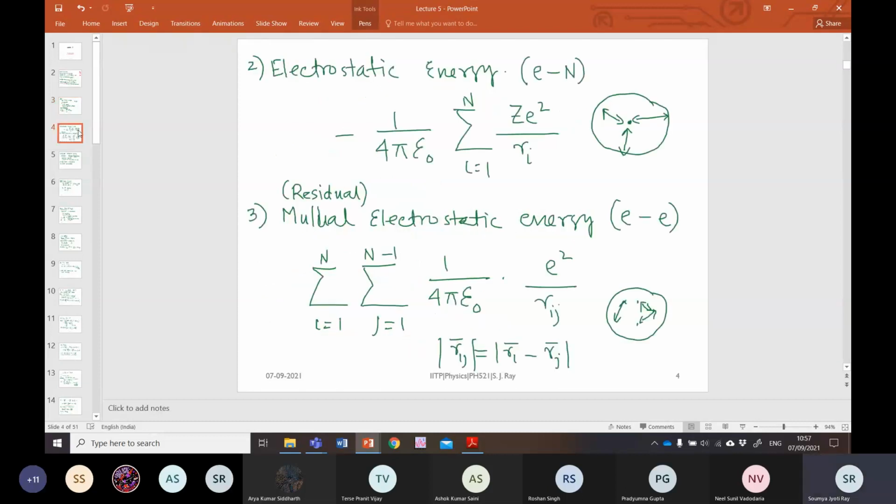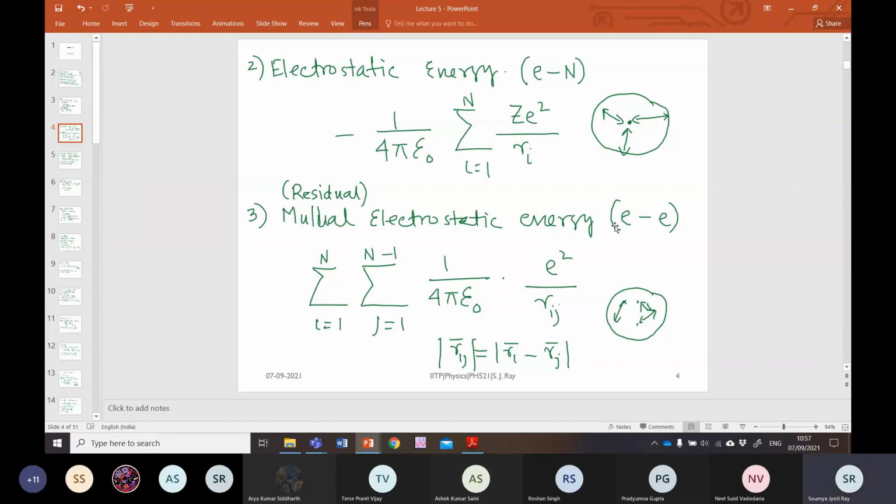Now, the second term will be electrostatic energy. So this represents the interaction between electron and nucleus. So it is Coulombic attraction, and we can represent it by the term minus 1 by 4 pi epsilon naught, sum over i equal to 1 to n, z square divided by Ri. Okay. Then the third term is called mutual electrostatic energy or residual electrostatic energy.